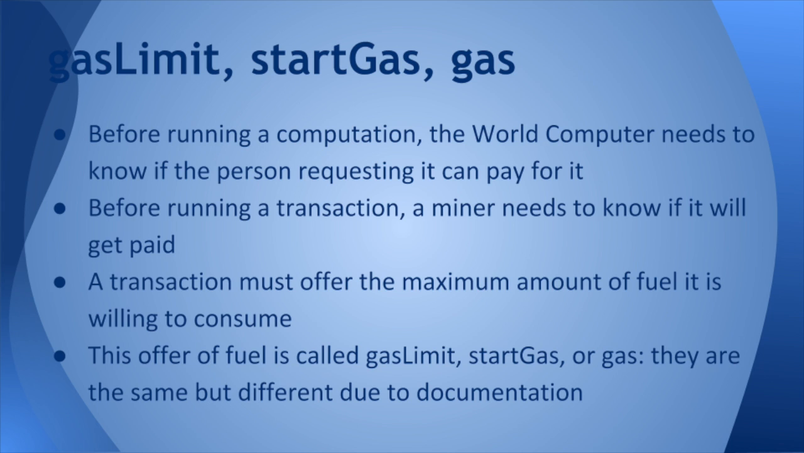And one of the confusing things, why this same concept is described by different words, is because it depends on who wrote the documentation. GasLimit is the one that we're going to go with in this presentation. It's also what's used by the Ethereum yellow paper. The original white paper used the term startGas. And then if you're a developer, a lot of the APIs just call it gas. So that's another reason why things might be confusing.